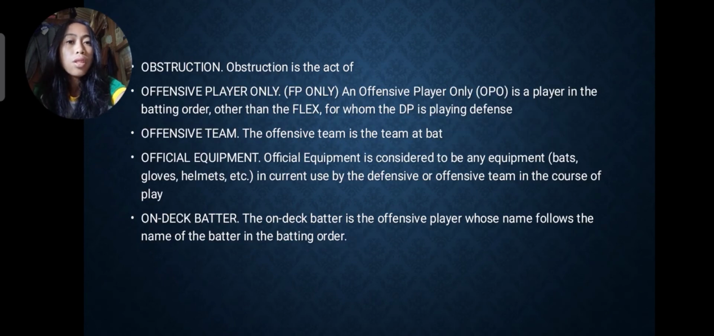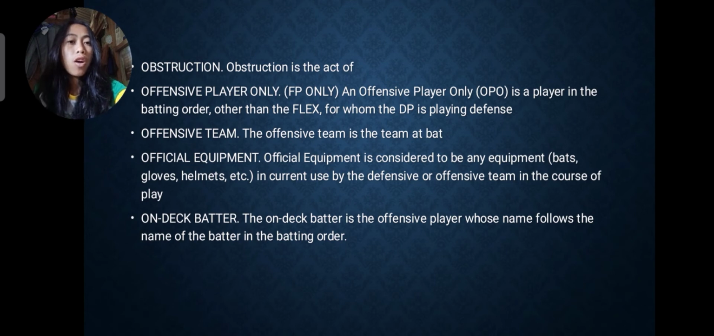Obstruction. Obstruction is an act of something. Offensive player only. An offensive player only is a player in the batting order other than the flex for whom the DP is playing defensive. Then defensive team. The defensive team is the team at bat. So defensive team ang tawag kapag offensive. Sorry. Offensive team ang tawag kapag sila yung naglalaro. So defensive team pala yung nasa field.